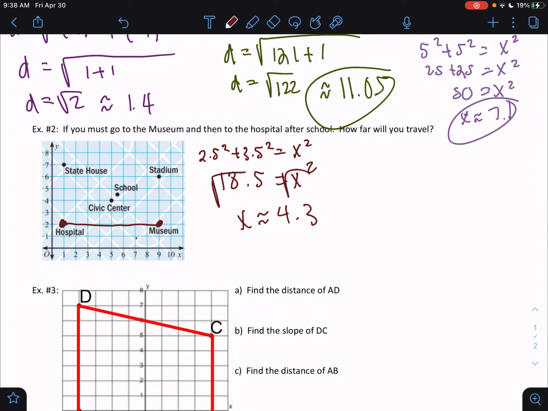So for this one, we don't even have to create a triangle because we can just count the squares. 1, 2, 3, 4, 5, 6, 7, 8. So we're going to add 8 to this. So our final answer would be 12.3.